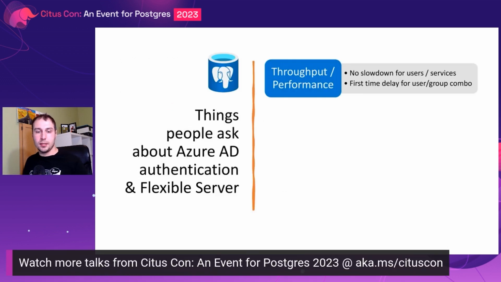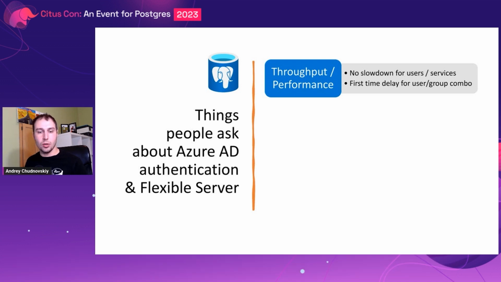Now we can end with several other topics which our customers, users of this feature, frequently ask about, and I think are worth mentioning here. The first one is throughput and performance. When you connect as users or service principals, you should not expect any degradation in either connection time or the number of connections you can open over a period of time.